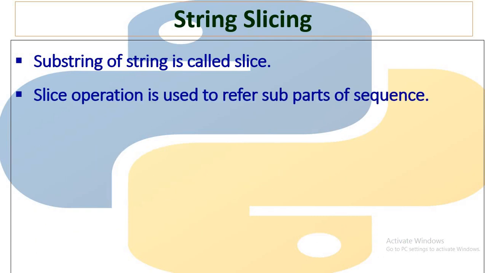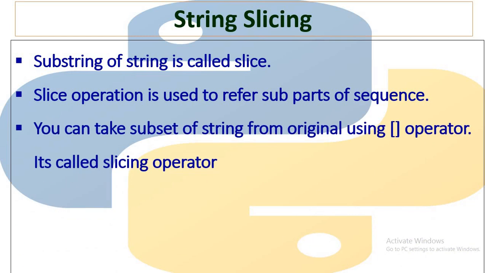A slice operation is used to refer to subparts of a sequence. You can take a subset of a string from the original string by using the subscript operator, that is also known as the slicing operator. Again remember, the subscript operator is an opening square bracket and a closing square bracket.